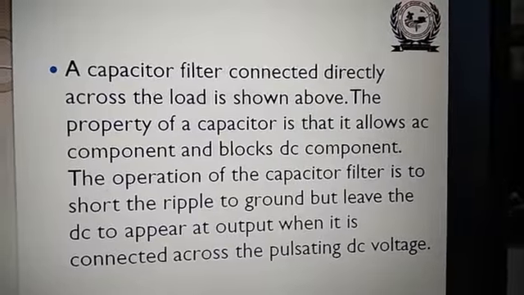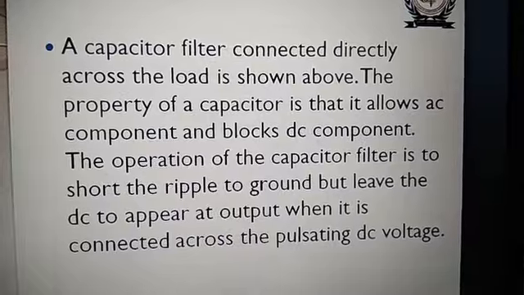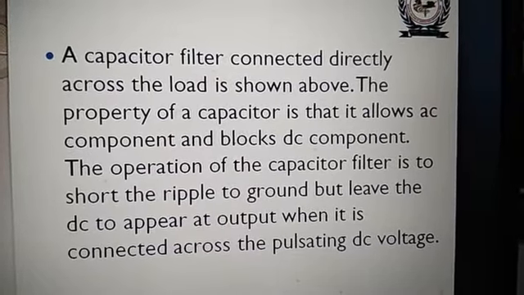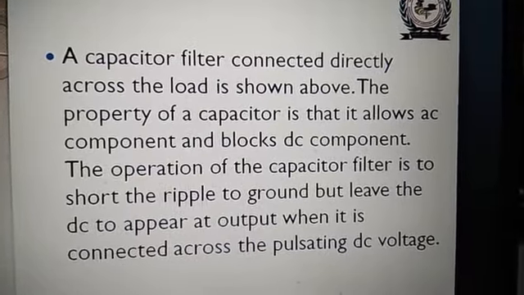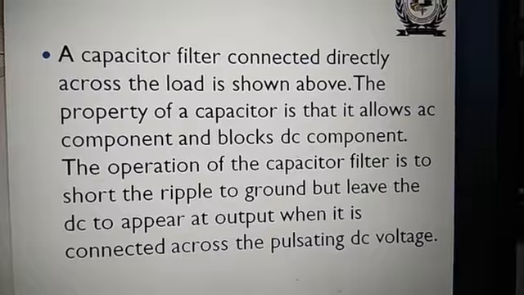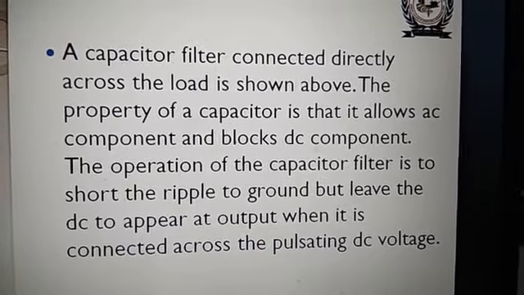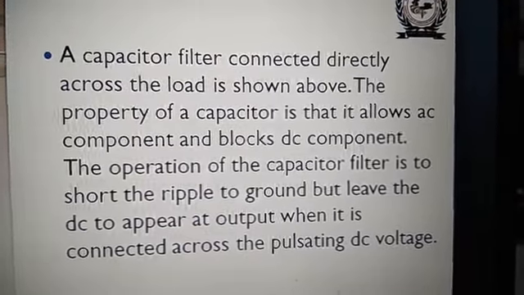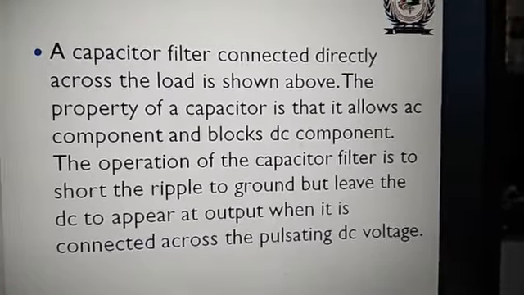A capacitor filter is connected directly across the load as shown in the figure. The property of the capacitor is that it allows the AC component and blocks the DC component. That's why the capacitor is connected in parallel, remember. The operation of the capacitor filter is to short the ripple to the ground but leave the DC to appear at the output when it is connected across the pulsating DC voltage.